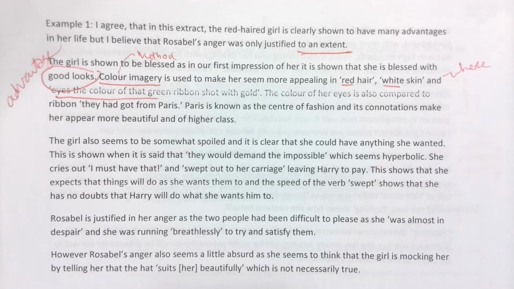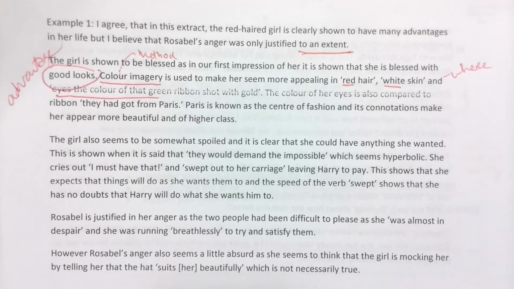Because a poor person can have red hair and white skin and green eyes, right? Rosabel could have had red hair and white skin and green eyes. That is not enough. We need to explain why those things, or how the writer makes those things seem advantaged. And that's what this person does here.